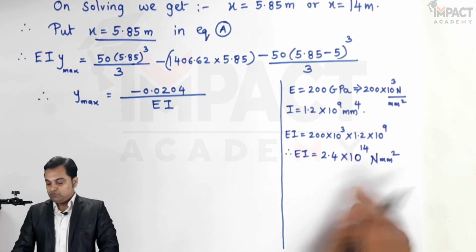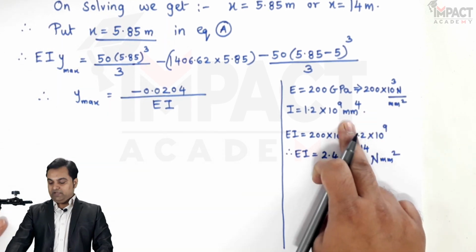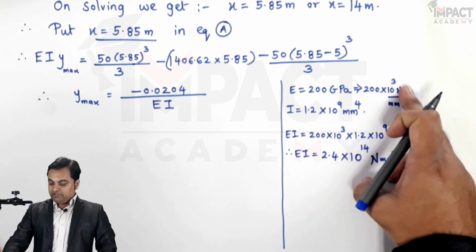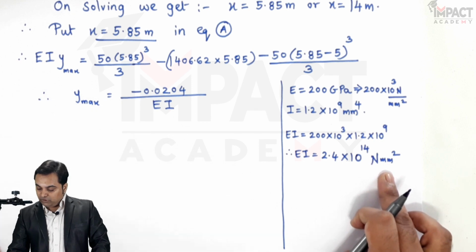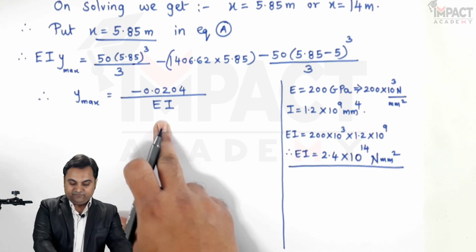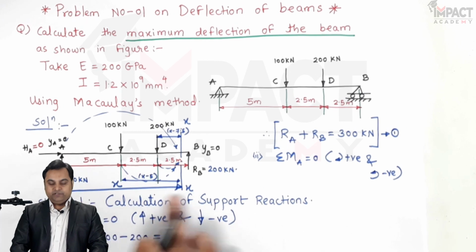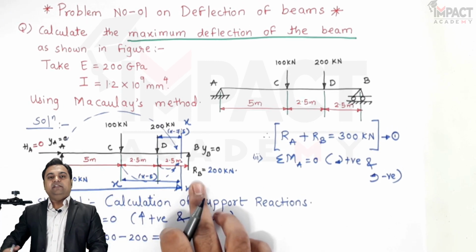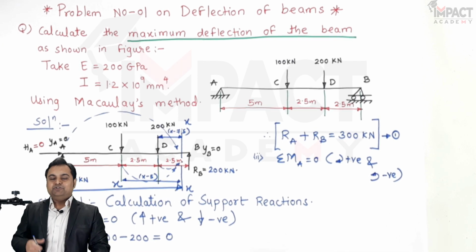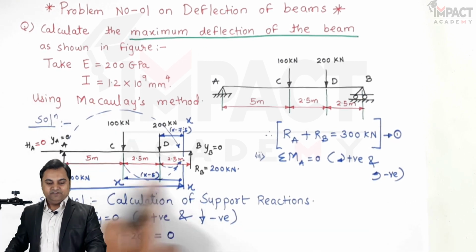And why is the unit Newton mm square? Because E is in terms of Newton per mm square, and when I multiply it with mm raised to 4, mm square and mm square get cancelled. So the term which remains is Newton into mm square. Now I cannot put this value directly over here, because whatever we have considered right from the start, the forces or reactions were in kilonewton and distances in meter. So finally EI value should also be in kilonewton and meter. It should not be in Newton and mm, because all the values are kilonewton and meter which we had taken right from the start.